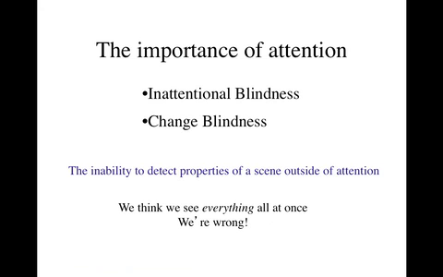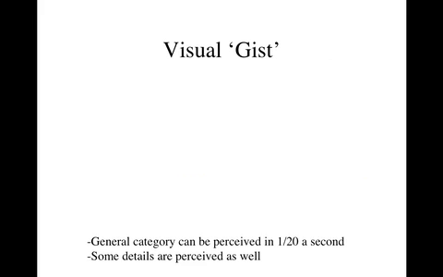So there are many of these kinds of demonstrations that show that even though we think we see everything all at once, even though when we open up our eyes it feels as if we encode and process everything at once, in fact, there's much that we do not see. And that's because we only have limited processing resources. We simply can't process everything at once.